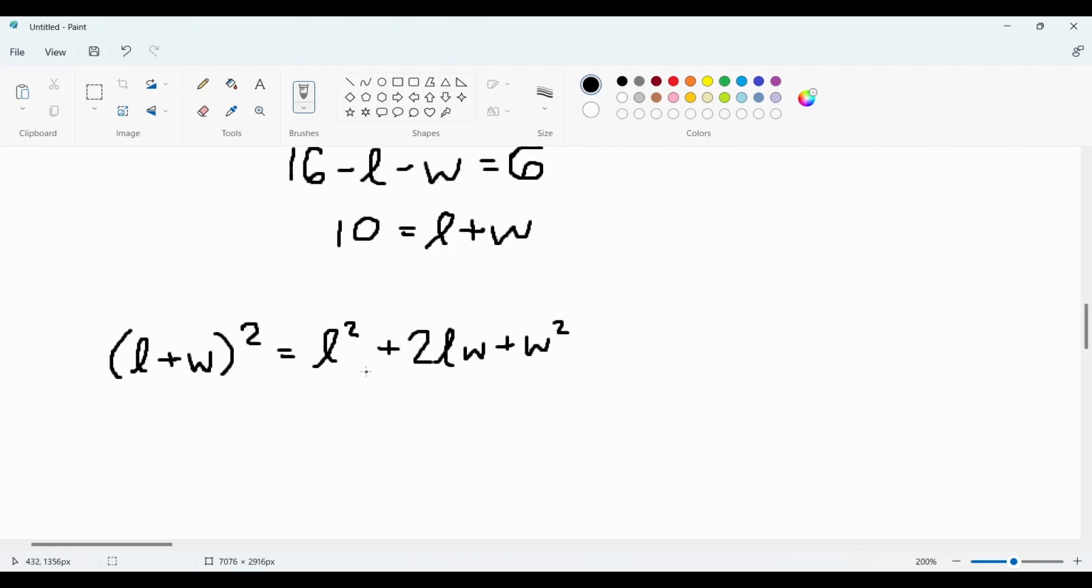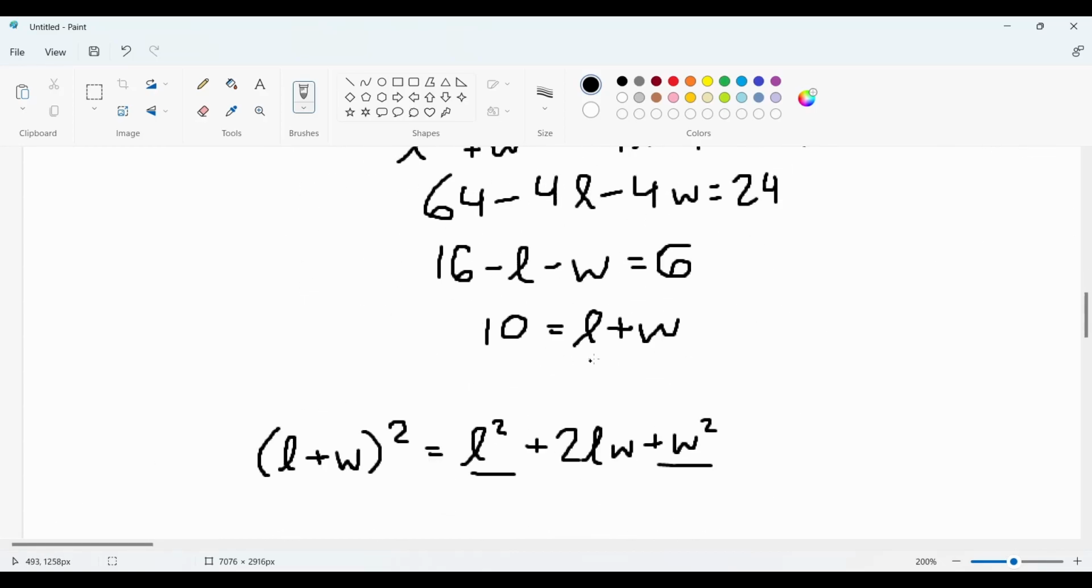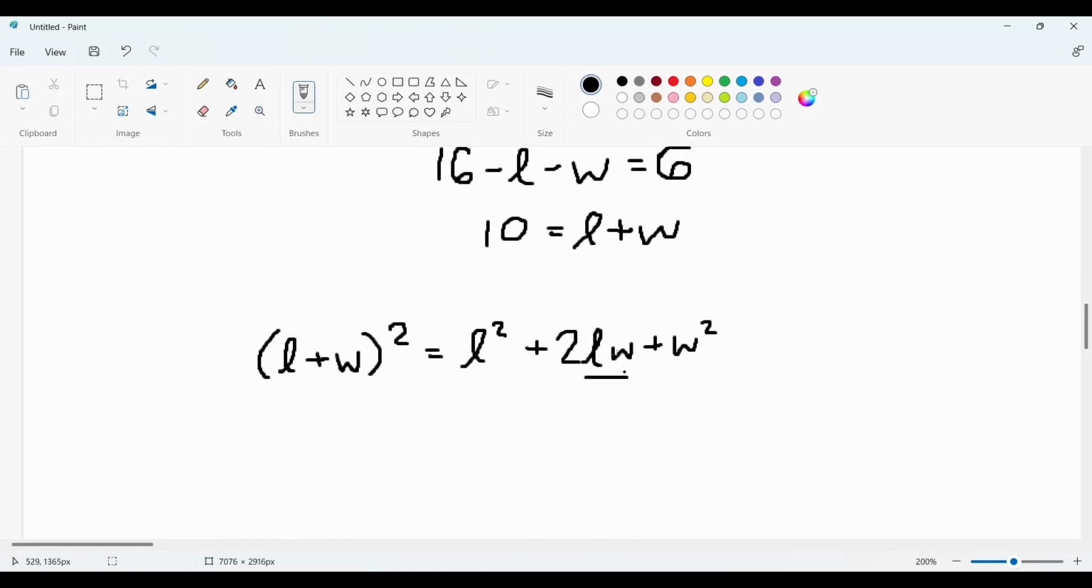Notice that if you look at all the expressions here, we have L plus W, which we already know is equal to 10. We have L squared plus W squared, which we already figured out earlier is equal to 64. And the only thing that's left is LW, which is the area of the index card. That's what we were looking for. So we actually know everything here except for what we need, which is exactly what we need to solve for.